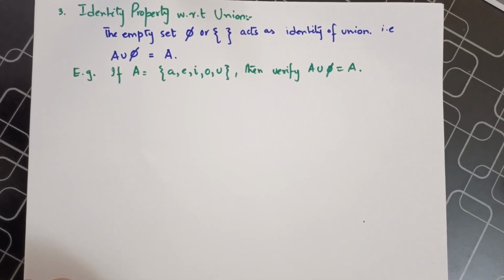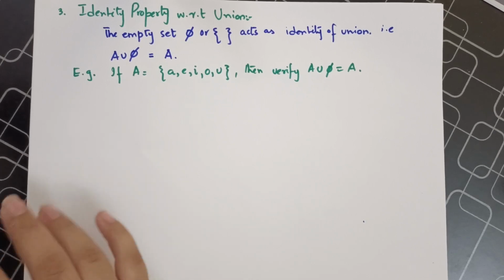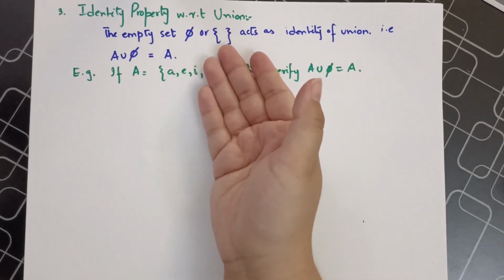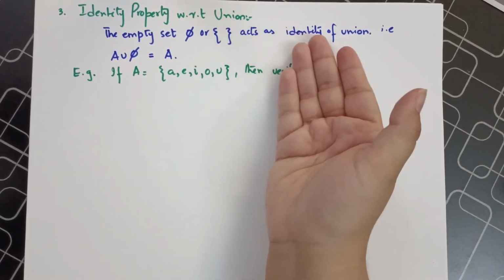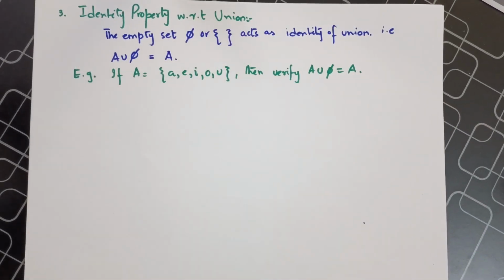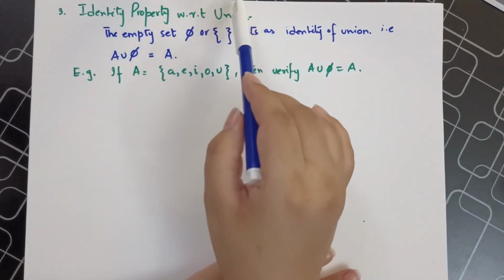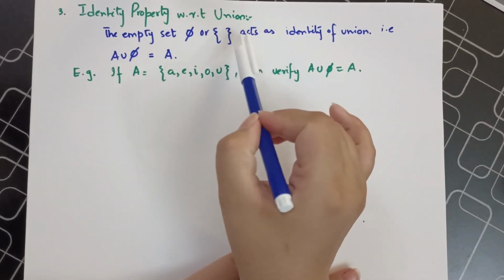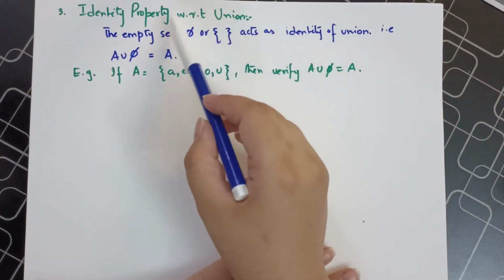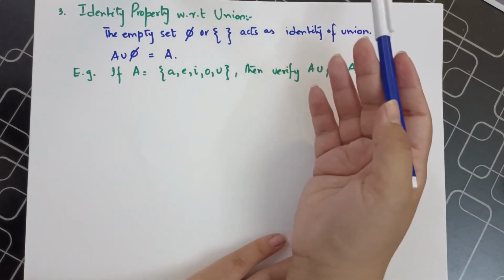Alright, now let's talk about the third property, which is the identity property with respect to union. Now in sets, the empty set phi, or you can write the empty set like this, acts as the identity of union, right? That is, A union empty set is equal to A. This is very much similar to zero, the identity with respect to addition, like A plus zero is equal to A. Like 2 plus 0 is equal to 2. So that is the identity property. So the properties of union are very much the same as the properties of addition.